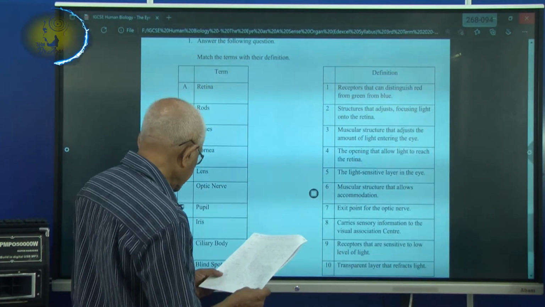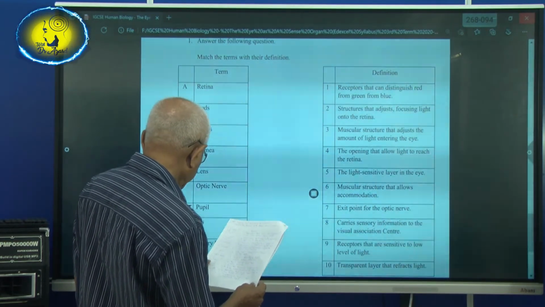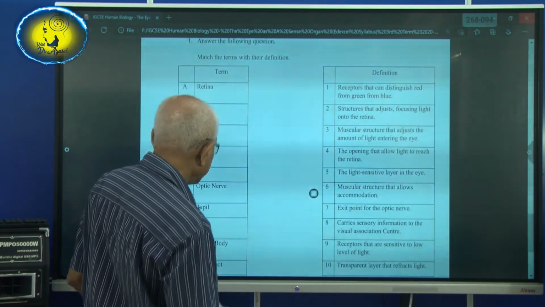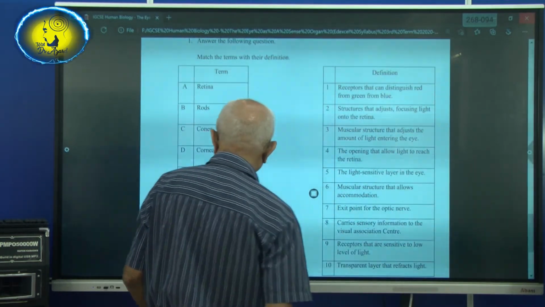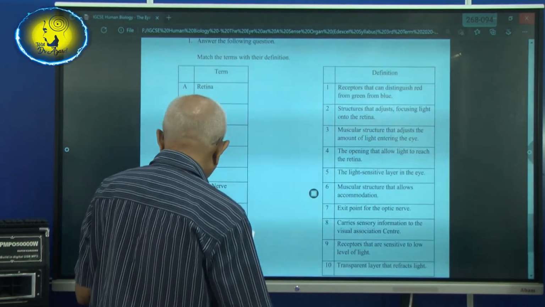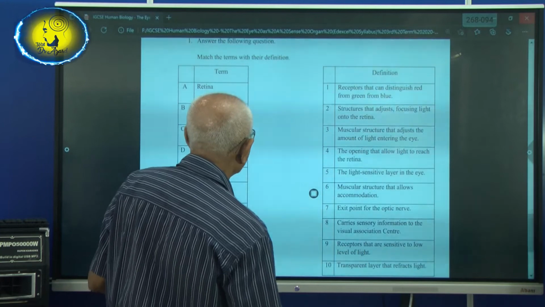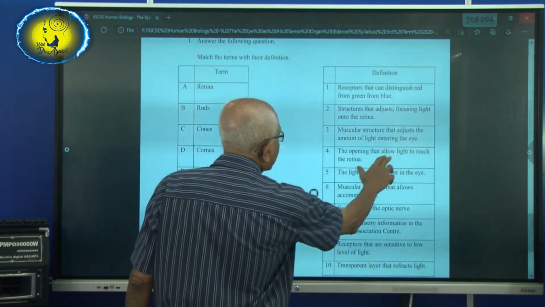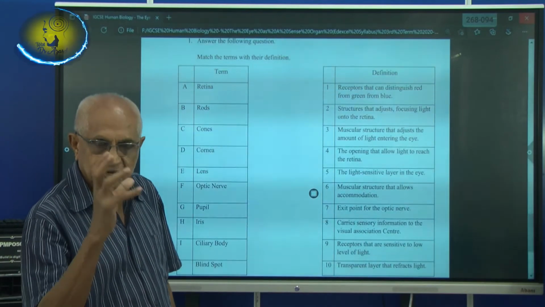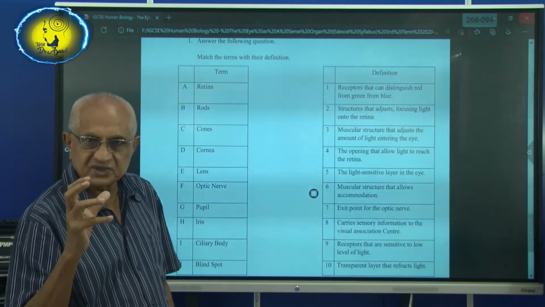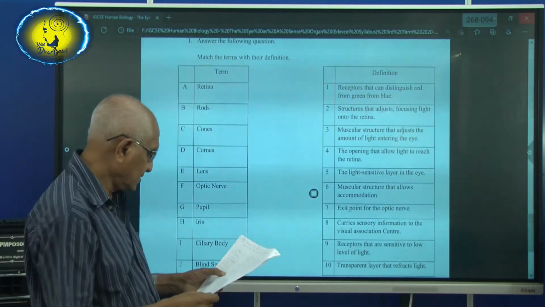Then we look at the pupil. Where is the pupil? It is G. Look at G, number 4. The opening that allows light to reach the retina. That is the opening that allows the amount of light to enter into the eye.